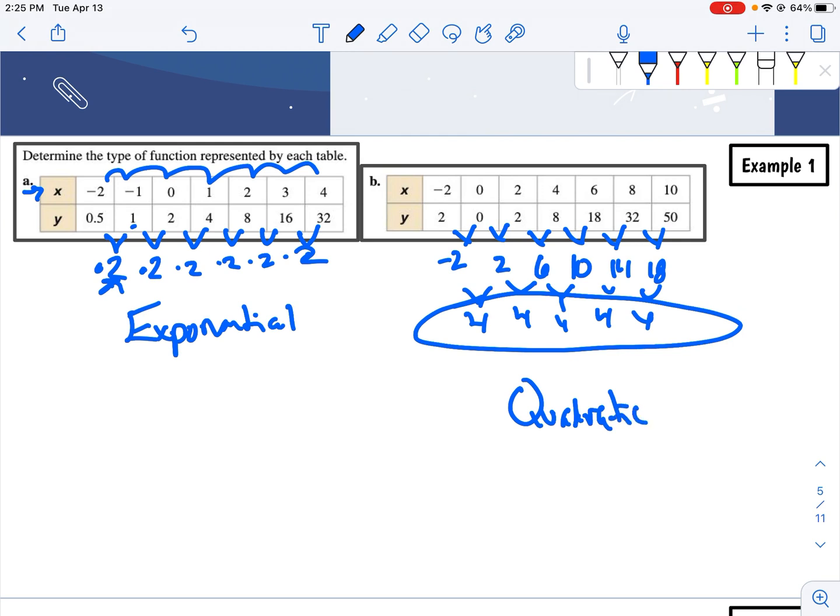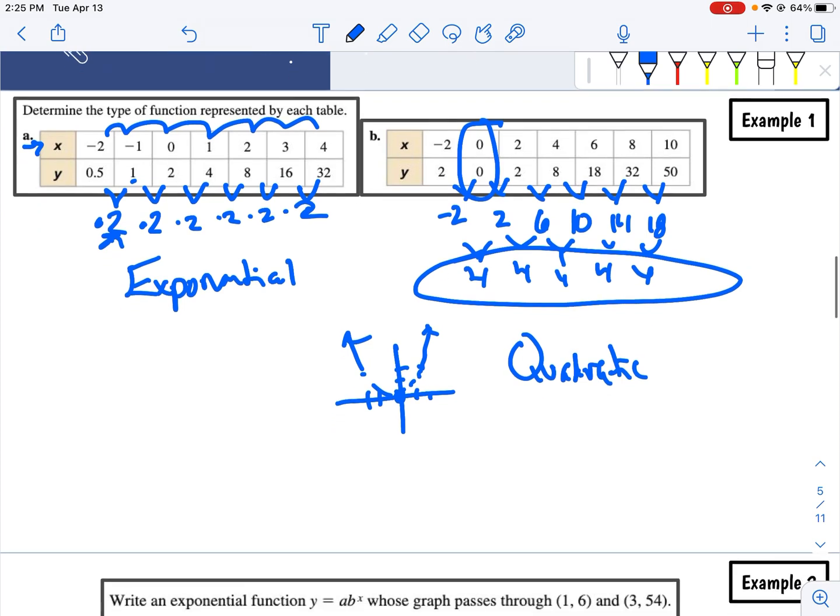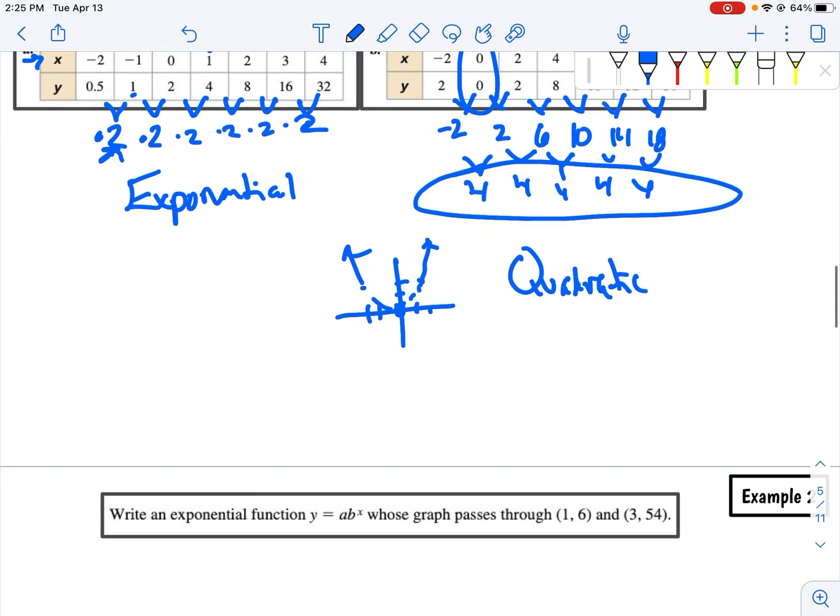If we're not exactly sure, we also could graph this, and if we look at our graph, we're at 0, 0, at -2, 2, +2, 2, and we can see how that quadratic would form with its vertex being right there at 0, 0. So you'll have a couple questions like this on your homework. Determine the type of function represented by the table. So a little bit of review there.